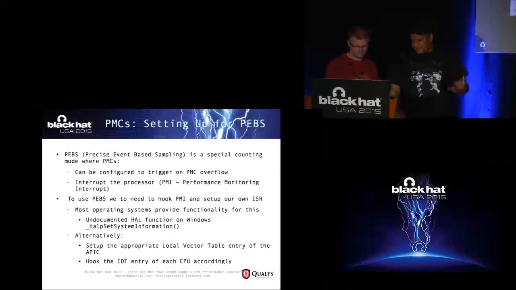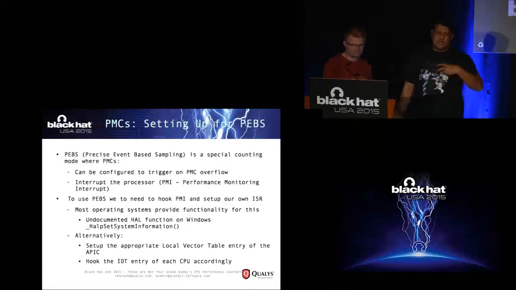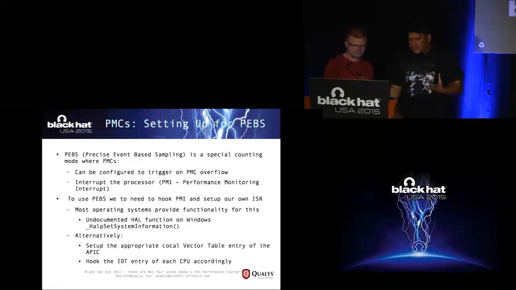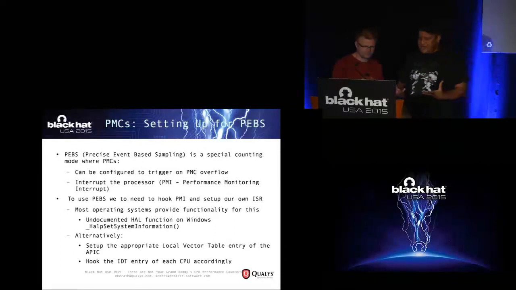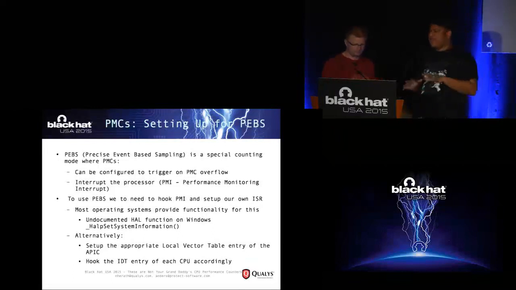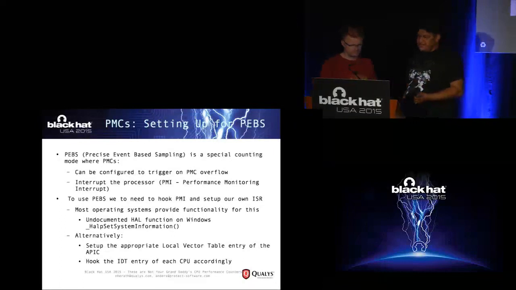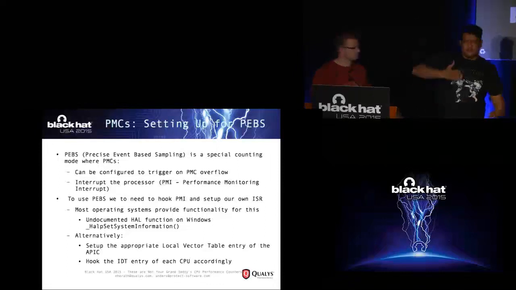So basically, that's the performance monitoring interrupt. To use PEBS, we have to hook the PMI interrupt and set up our own ISR, interrupt service routine. Most operating systems provide functionality to set up your own ISR. In Windows, there's an undocumented HAL function that can be used to set up the ISR for PEBS. If you wanted to do it bare metal, you can set up the appropriate local vector table entry in the APIC and hook the IDT entry for what you have already set up in the APIC.